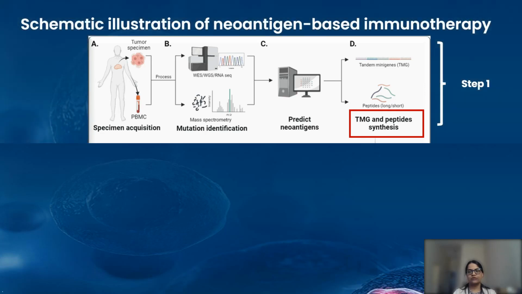So the basic procedure of neoantigen reactive T cell therapy is shown here. The first step involves neoantigen identification and validation. For that, patient cells are collected, both tumor and normal cells, and then subjected to DNA sequencing and RNA sequencing, and subsequently the associated neoantigens are identified. And once the neoantigen is identified, neoantigen peptide synthesis is required.